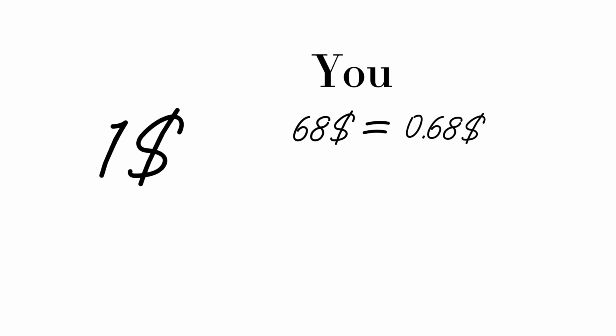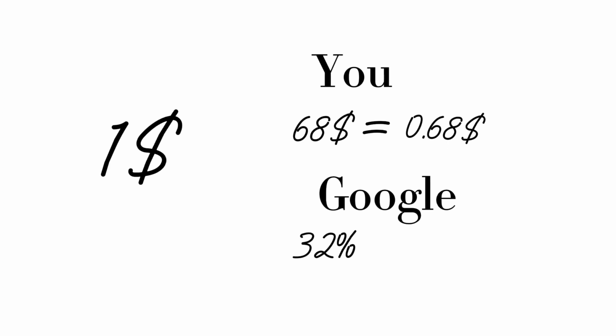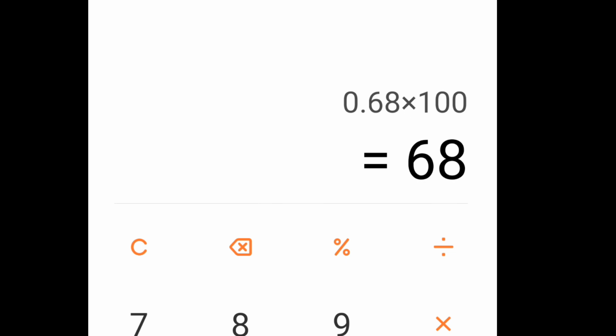So if this ad is placed on your blog and a visitor comes and clicks that ad, you're going to receive 68% of that $1, which means you're going to be paid $0.68 per click. And Google, on the other hand, is going to make 32% of the $1, which is $0.32 of the ad click. Now, imagine if 100 visitors come to your blog and click that ad. That means you're going to be making $0.68 times 100 visitors, which is equal to $68.